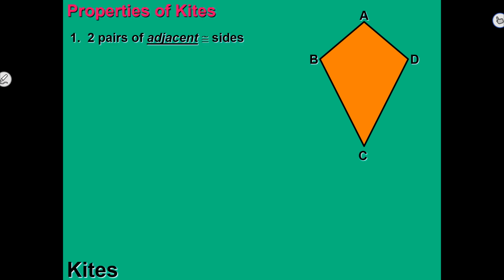All right, so first, our first property of a kite is that it has two pairs of adjacent congruent sides. What does adjacent mean? Right. So those two are right next to each other, and they're congruent. And these two are right next to each other, so they're congruent. Okay, so this is going to create a triangle ABD in this top half here. If I drew a line right here, and CBD in the bottom half.